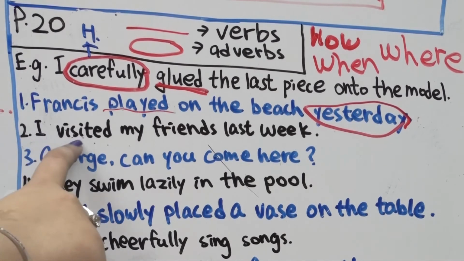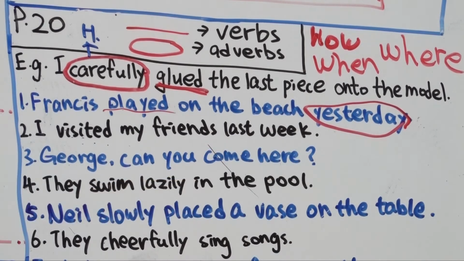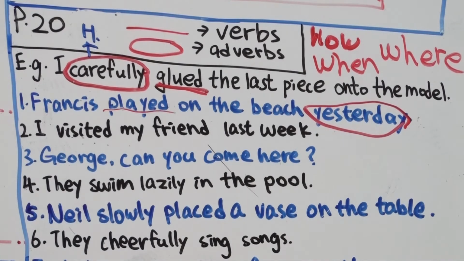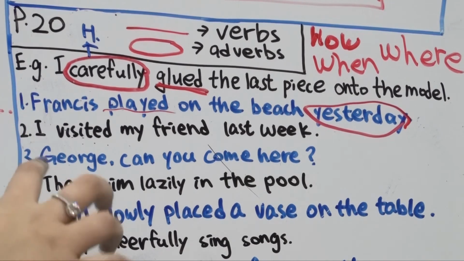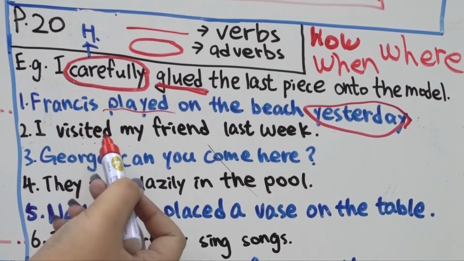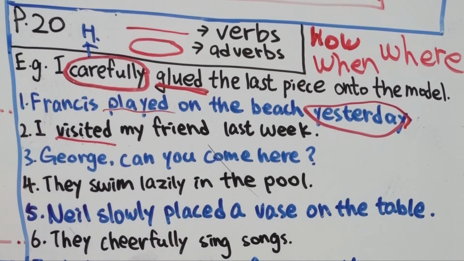Read. I visited my friends last week. Sorry, that should be my friend. My mistake. I visited my friend last week. Which one is the action here? I is the subject. What action? I did. That is visited. So you underline the action verb. Visited. Alright?